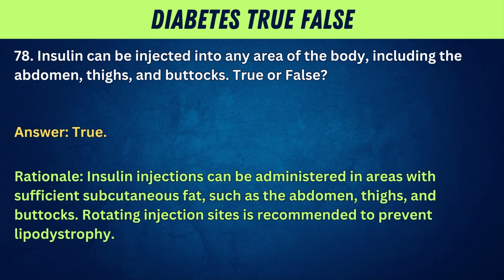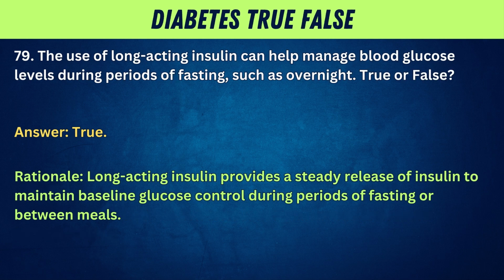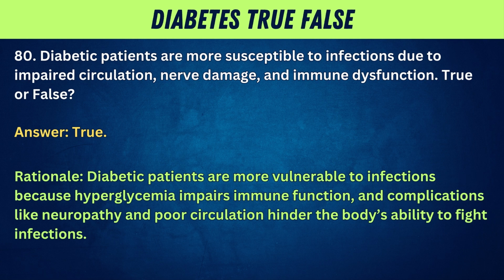Rotating injection sites is recommended to prevent lipodystrophy. 79. The use of long-acting insulin can help manage blood glucose levels during periods of fasting, such as overnight. True or false? Answer: true. Rationale: long-acting insulin provides a steady release of insulin to maintain baseline glucose control during periods of fasting or between meals.